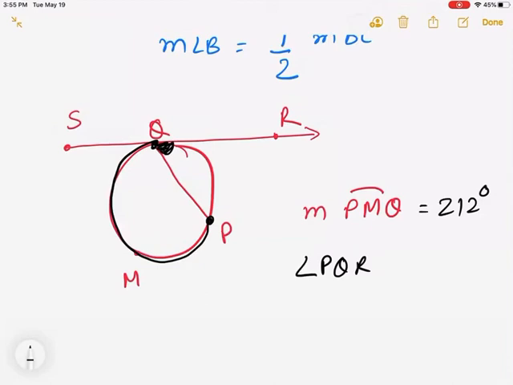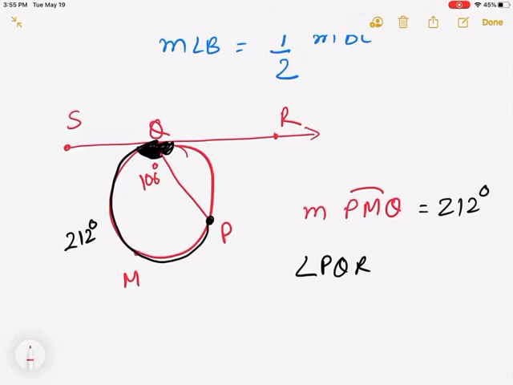First of all, let's use the number we know to solve for the other information here. So 212 is this entire arc. So what's the relationship? This angle, which is formed by this tangent and chord, is going to be half of this. So that's going to be 106 degrees here.